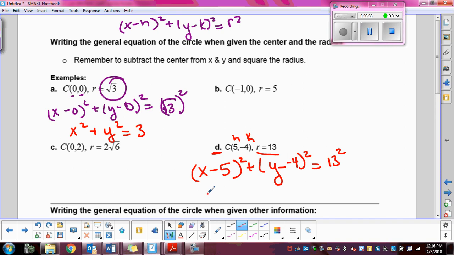So I'm going to leave it as (x minus 5), use your parentheses, squared, plus y minus a negative becomes a positive, (y plus 4) squared equals, you can leave it as 13 squared, I really like that, or you can write 169, it's up to you.